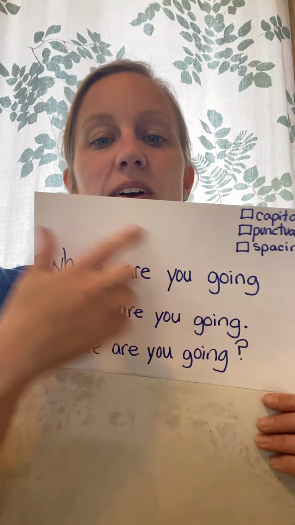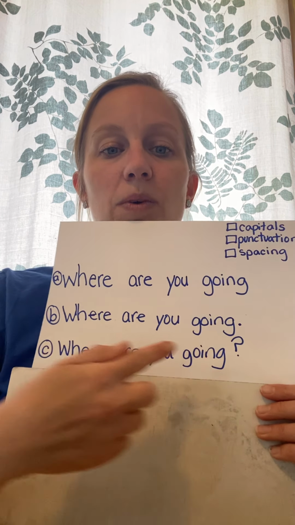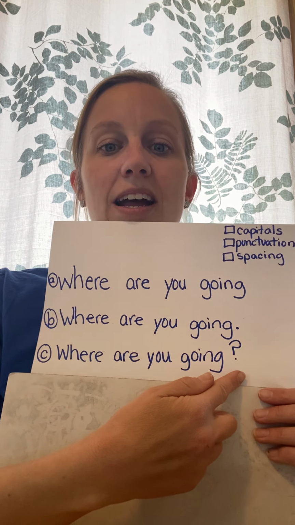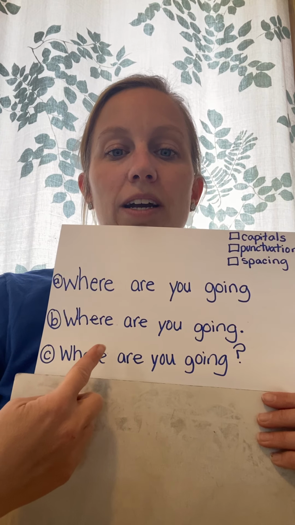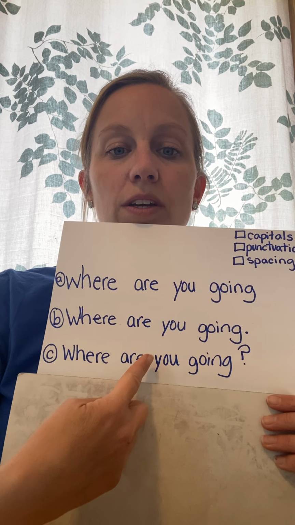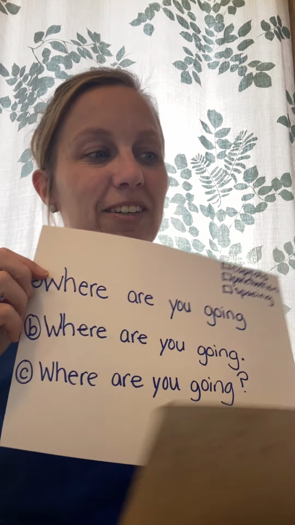Now, final one. We've got our capital at the beginning. We've got our question mark at the end. Now let's check for spacing. Where are you going? C is our correct answer. So be very careful in the next few slides as you choose. Use your checklist at the top. It is provided for you. You can click on it. It'll make it bigger so you can see it before you make your choice. You can do it, first grade.